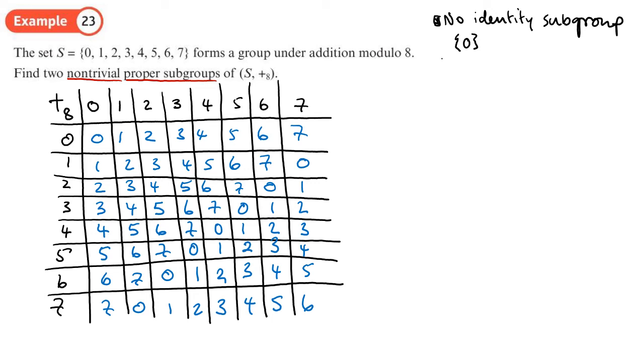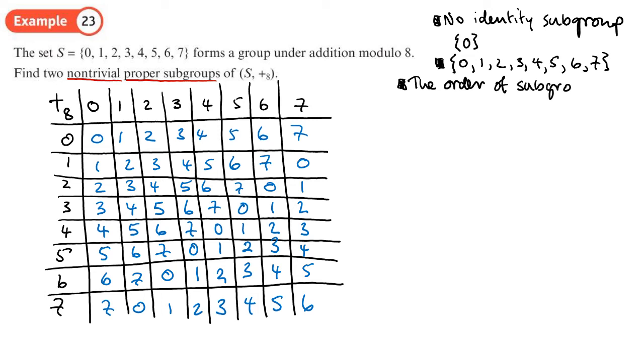And it also says proper subgroups, so we're not allowed the subgroup that contains all of the elements, because that is a subgroup, but it's not a proper subgroup. So these ones are not allowed. So we want to find the others. Now the first thing to note, we know that the order of subgroups divide the order of the group.